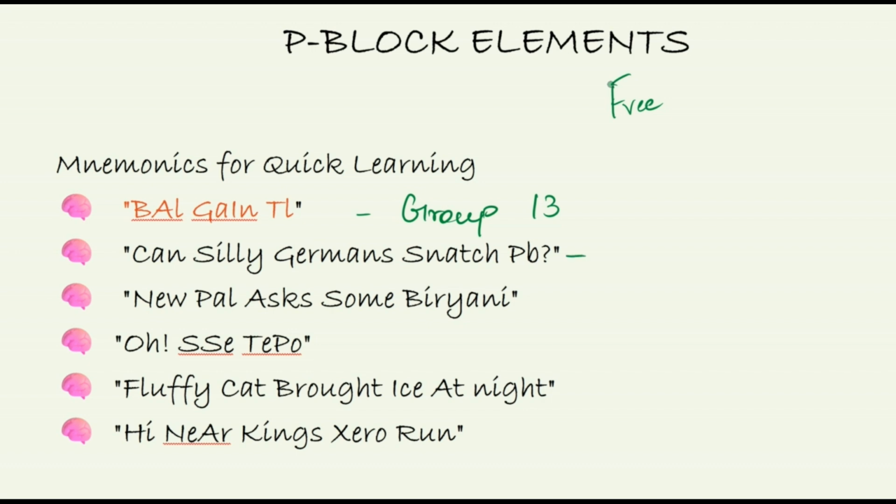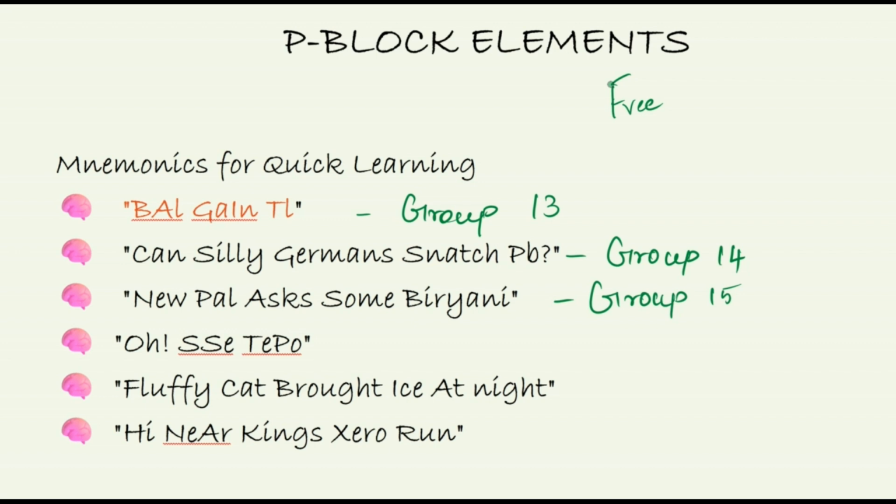The second one is group 14, the carbon family, which includes Cancel-i German snatch Pb. It means carbon (C), silicon, germanium, tin (Sn), and lead (Pb). Okay, Cancel-i German snatch Pb. Then group 14 is sorted.